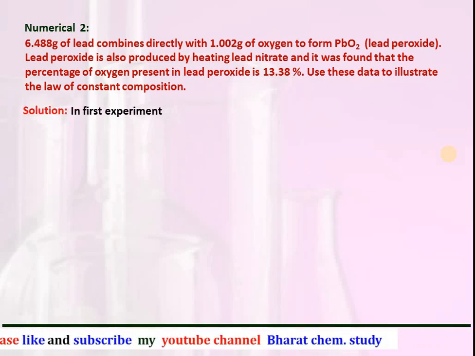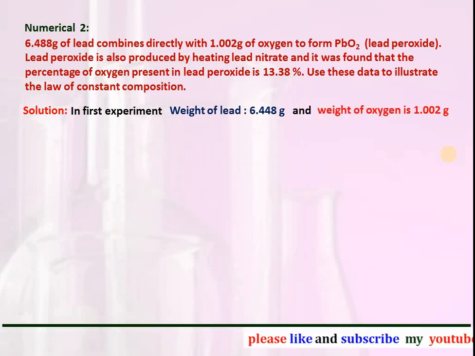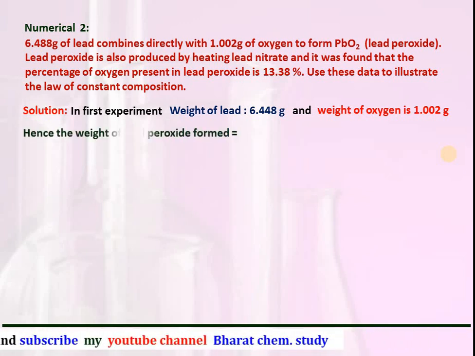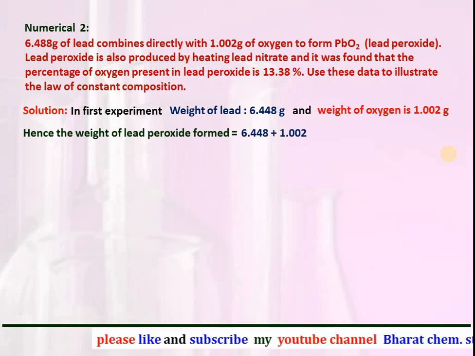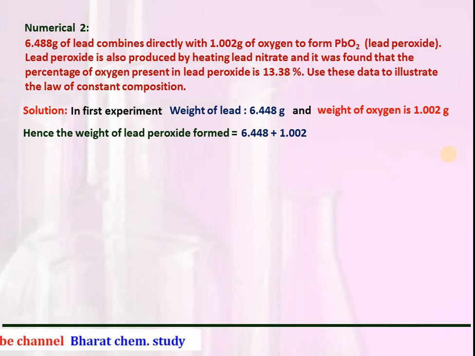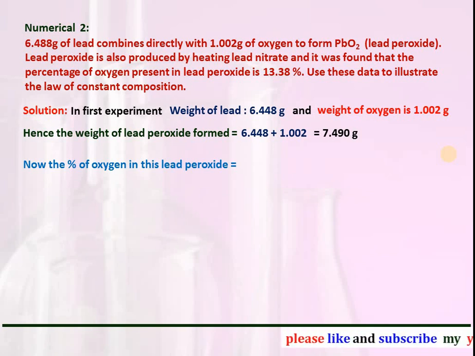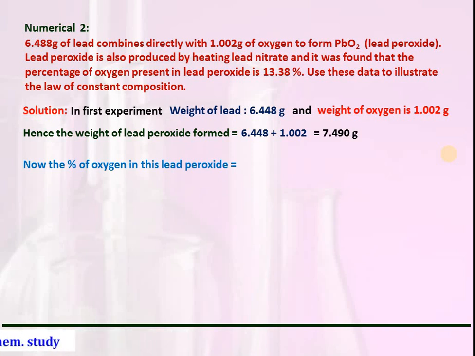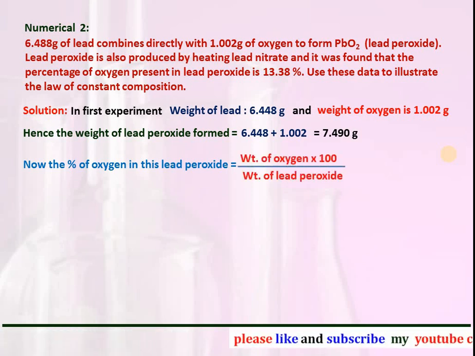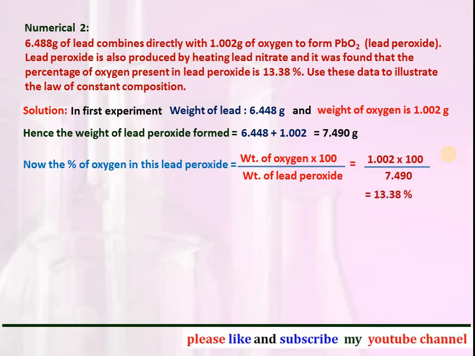Let's solve that. In the first experiment, the weight of lead is equal to 6.448 grams and the weight of oxygen is 1.002 grams. Since lead peroxide is formed by the combination of lead and oxygen, the weight of lead peroxide formed is 6.448 plus 1.002, which comes to 7.490 gram. The percentage of oxygen is already given in the second experiment. Therefore, in the first experiment also, we calculate the percentage of oxygen present in the lead peroxide, which is equal to 1.002, that is the weight of oxygen, multiplied by 100 divided by the weight of lead peroxide, and the answer comes to be 13.38.